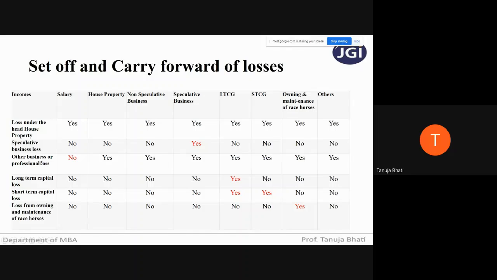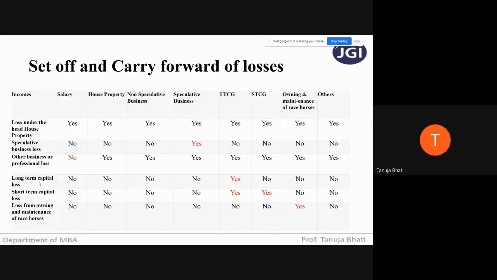Next, other business or professional loss. When I say other business or professional loss, it means non-speculative business loss. As I already told you in the earlier slide, other business loss can be set off against any head of income but not against salary. So business loss cannot be set off against salary, but it can be set off against any other head of income.